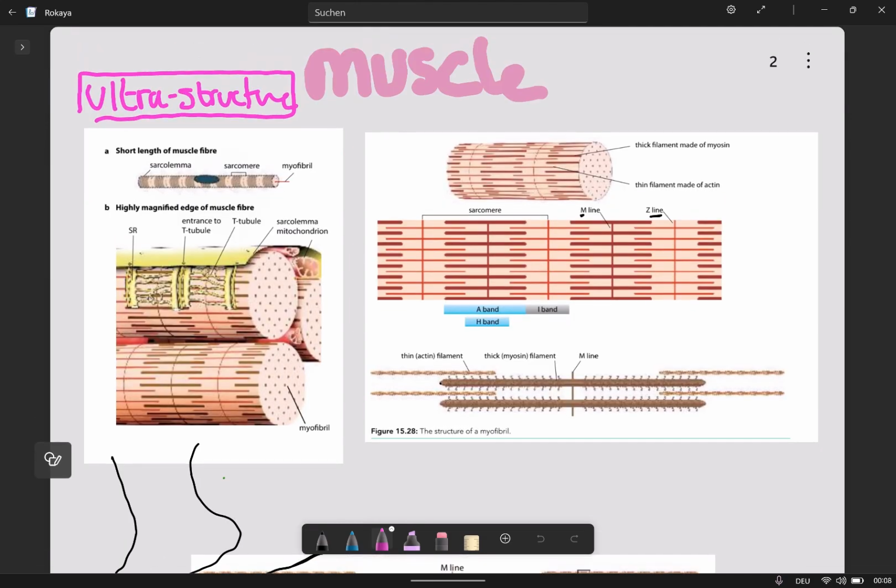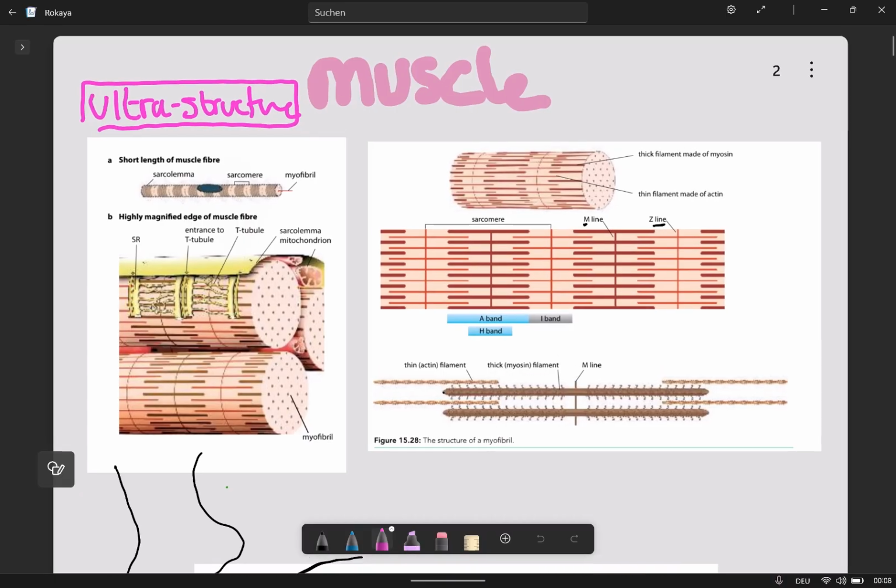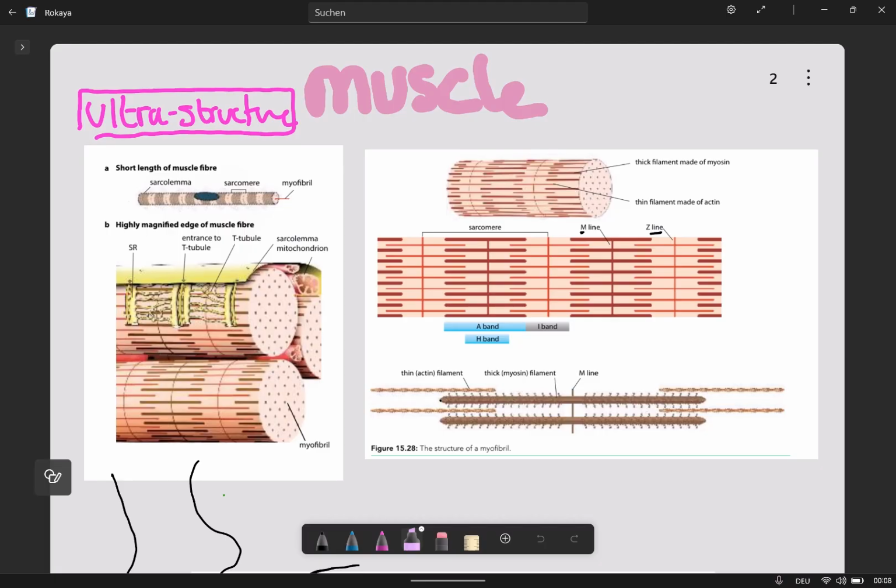A part that all of you hate, although it's not that hard either. So firstly, let's understand the structure, which I think is a bit difficult to grasp, but let's look at this. This is one muscle fiber, okay? If we zoom in, it will give us this one. This was one muscle fiber.